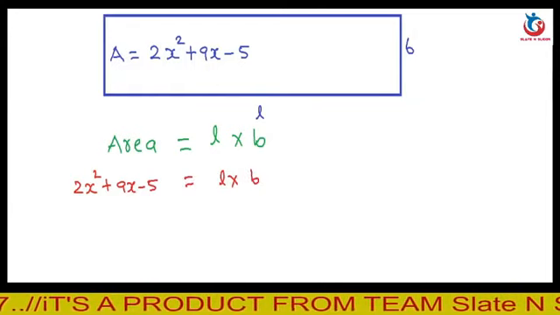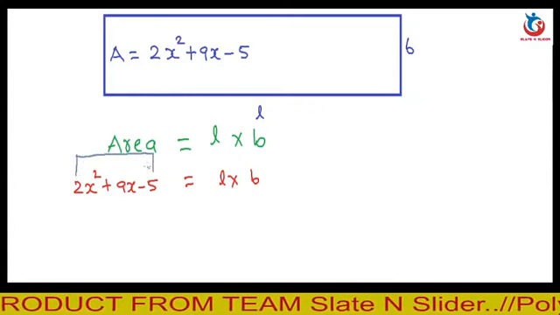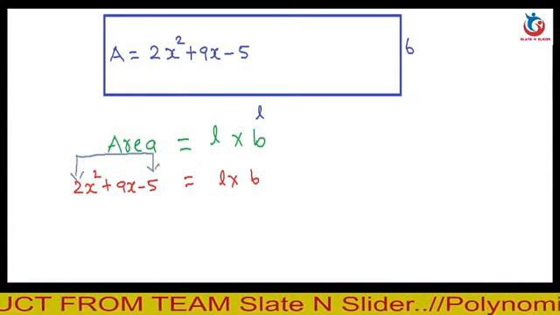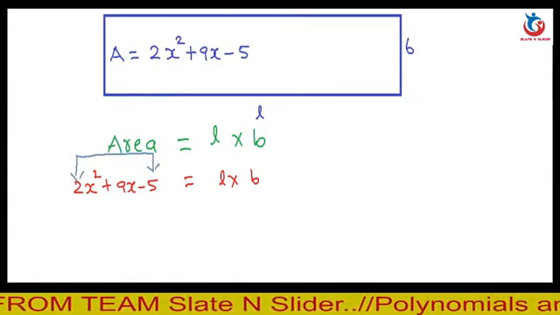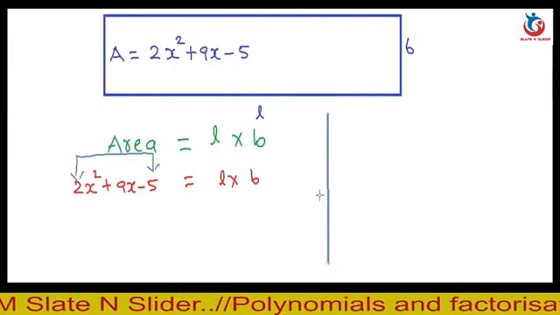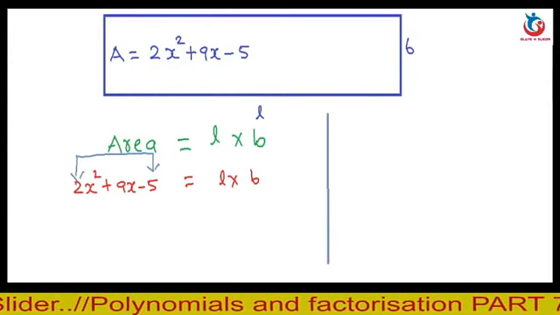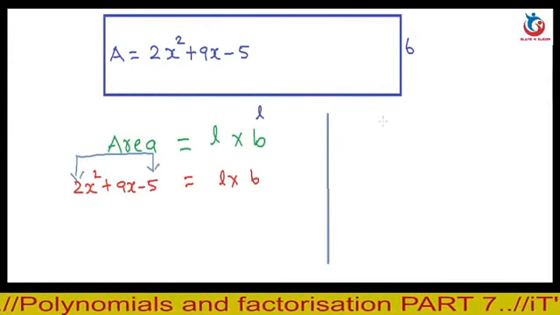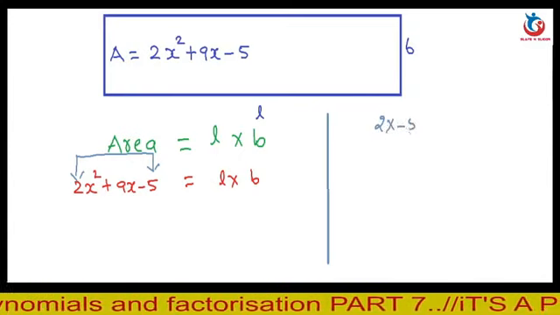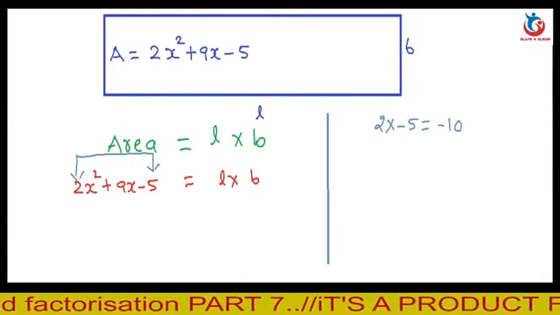So we have to find the factors of 2x square plus 9x minus 5. So how to find the factors? First of all, we have to draw a line, and after that multiply the coefficient of x square and minus 5. That is 2 into minus 5, that is equal to minus 10. So write all the factors of minus 10.